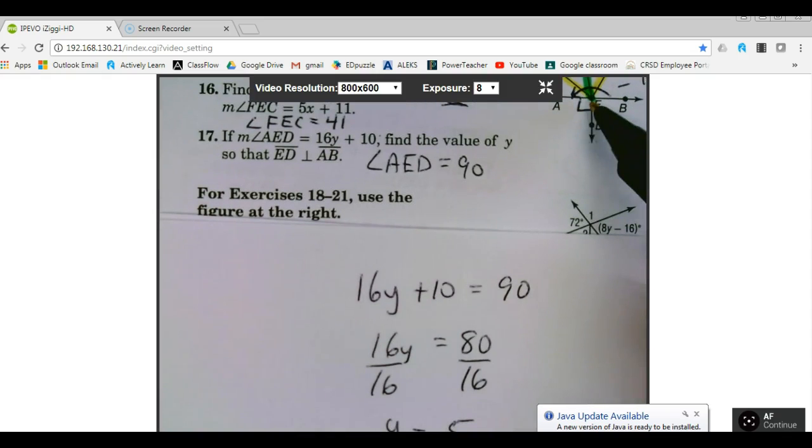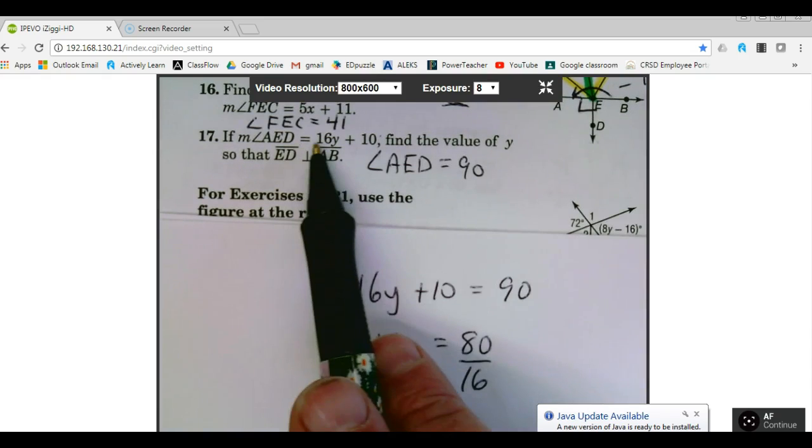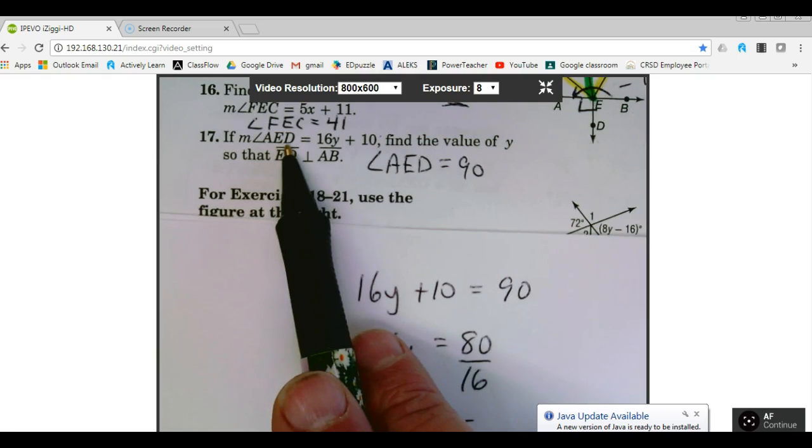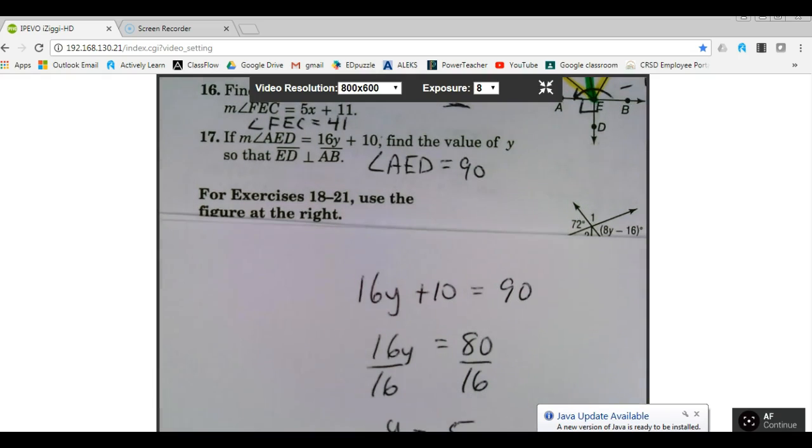Because this box here tells us it's a right angle equal to 90, and then we can plug in the other thing we know, AED is 16y plus 10. That's kind of how you do these problems.